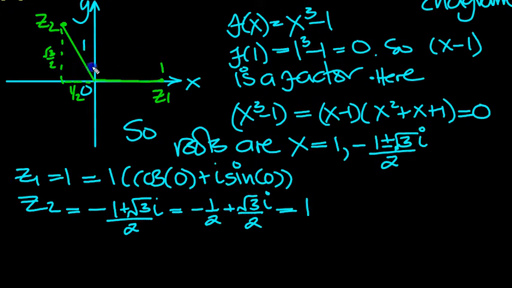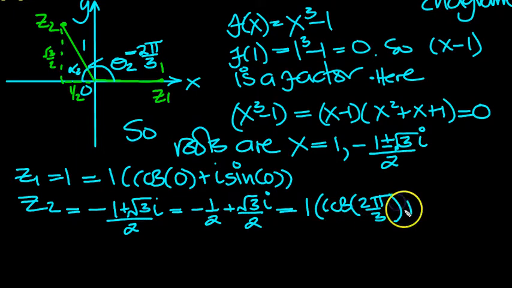And then the angle. This is the angle here. Theta 2. Now what angle is this? Well, the tan of alpha 2 is root 3 over 1, because the 2's cancel, which is 60 degrees. So this is 120 degrees, or 2 pi over 3. Just by inspection there, just worked it out. So it's r cos 2 pi over 3 radians plus i sine 2 pi over 3 radians.